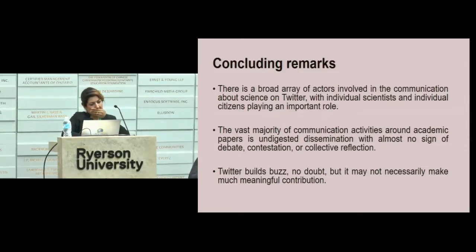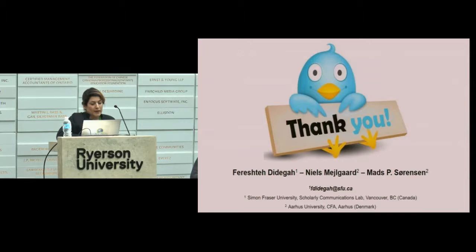Concluding remarks: there is a broad area of actors involved in the communication about science on Twitter, with individual scientists, as we see, and individual citizens playing an important role. The vast majority of communication activities around academic papers is undigested dissemination with almost no sign of debate, contestation, or collective reflection, which is not good. And the best part of this conclusion is that Twitter builds buzz, no doubt, but it may not necessarily make a meaningful contribution. So we should be cautious about how we use the number of tweets. That's it.